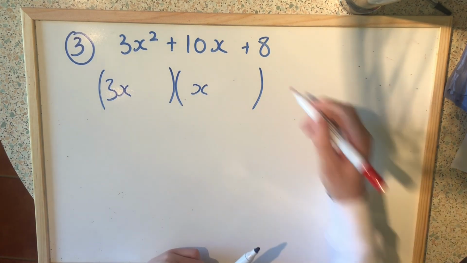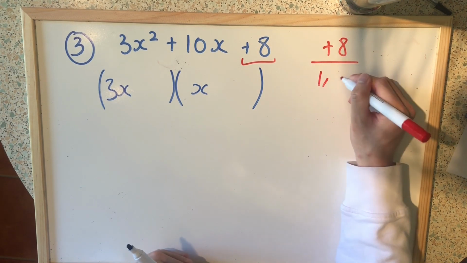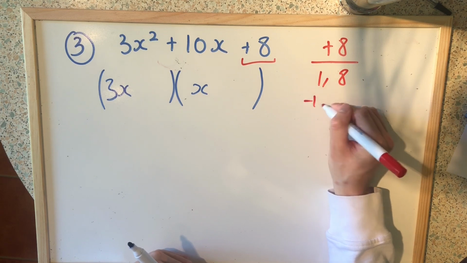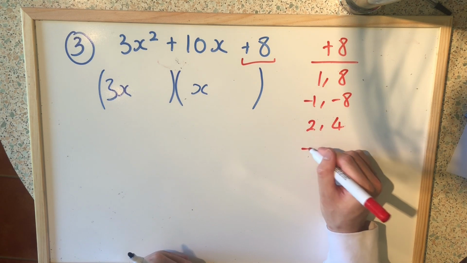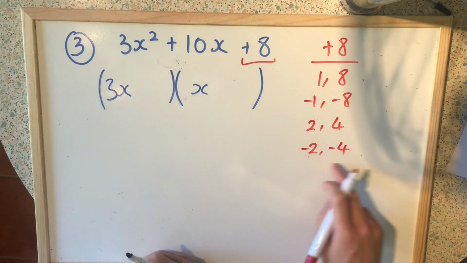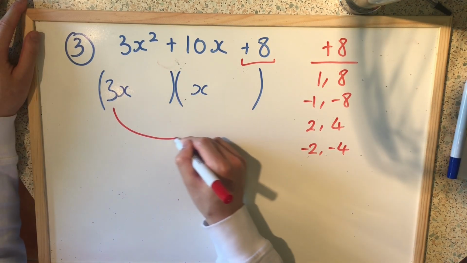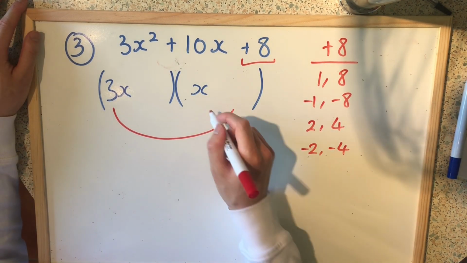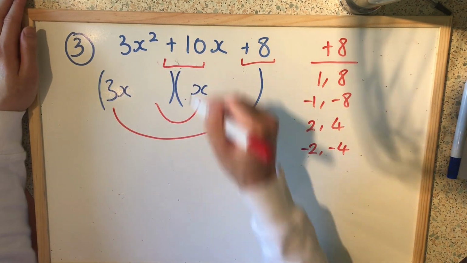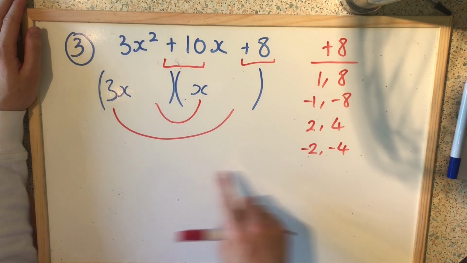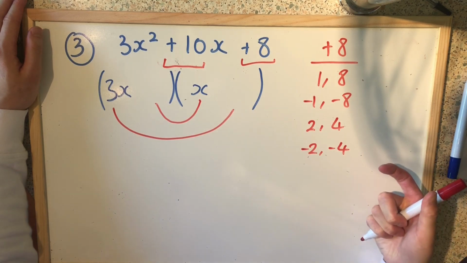And the next part is looking at this positive 8, the factors of positive 8. You've got positive 1 and positive 8. You can have negative 1 and negative 8, positive 2 and positive 4, and negative 2 and negative 4. These all multiply to give positive 8. So now you want 3x times this number plus 1x times this number to give you your 10x. So you want 3 lots of one number plus 1 lot of the other number to make positive 10.